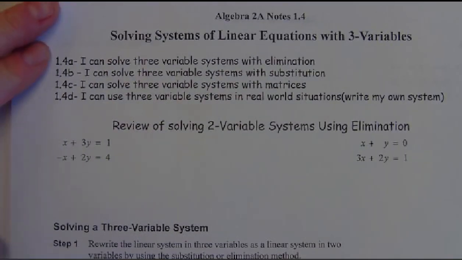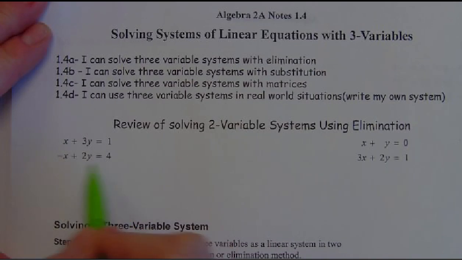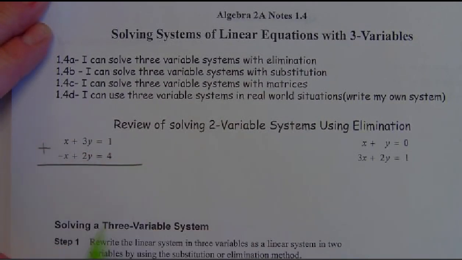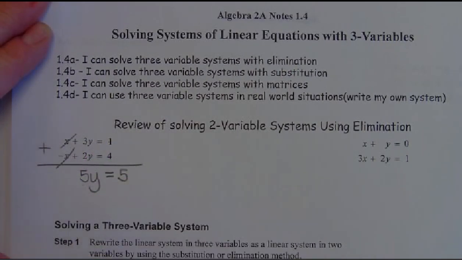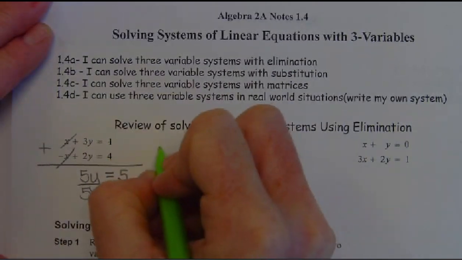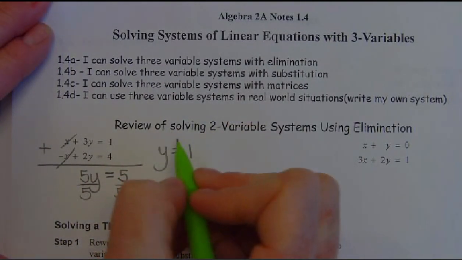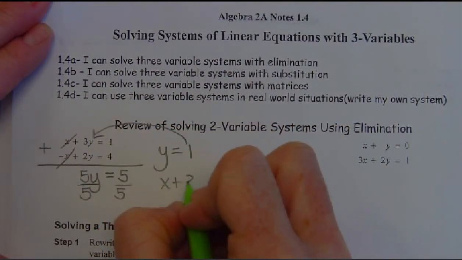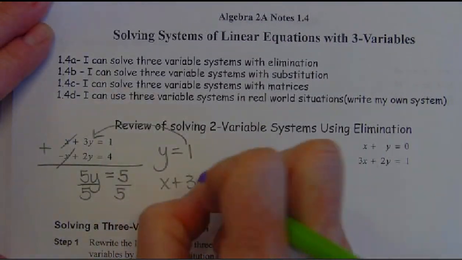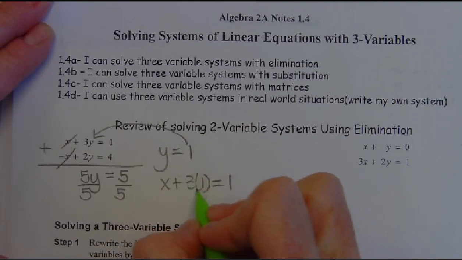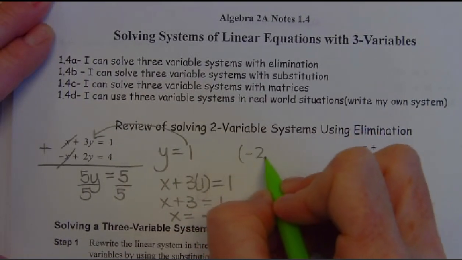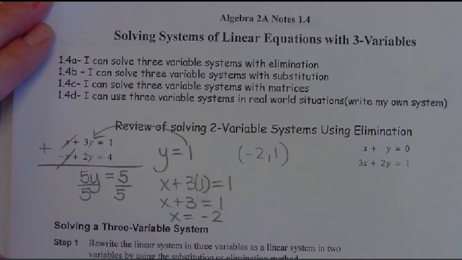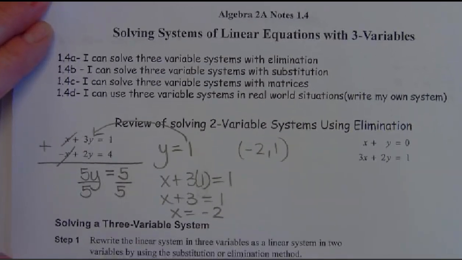Just to review elimination from the past, if you look at this example right here, you will notice that if you add down right away, your x's cancel as they're written. You end up with 5y equals 5. 3 plus 2 is 5. 1 plus 4 is 5. If you then divide by 5, you get y equal to 1. Once you get y equal to 1, you can then plug that in and plug in the y right here for that variable. And you'll get x equal to -2, and then you got your solution -2, 1. So that's what we're going to do today, but we're going to do it with three variables instead of two.